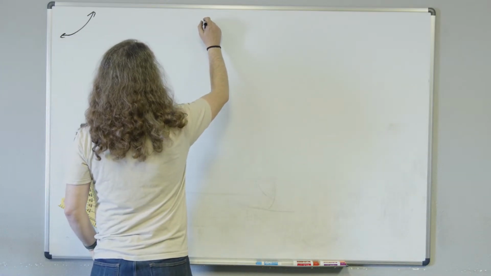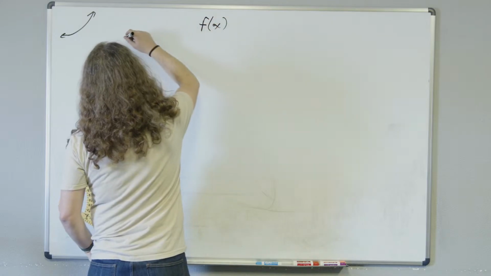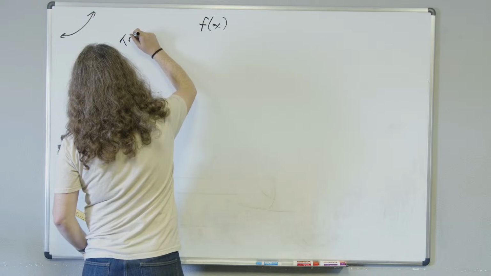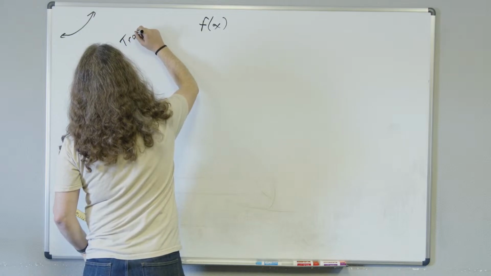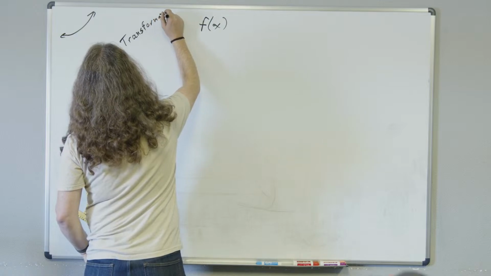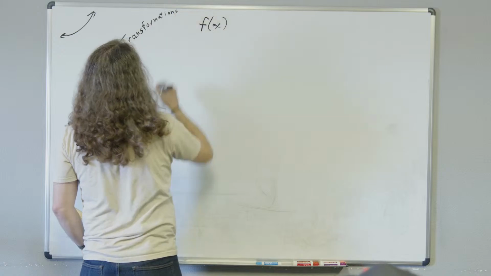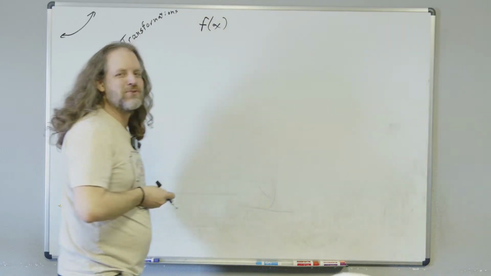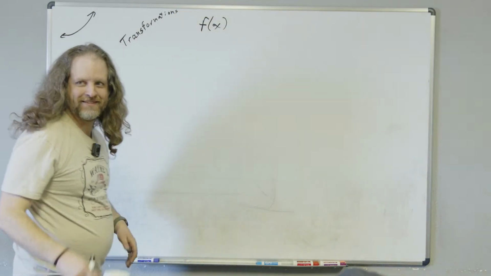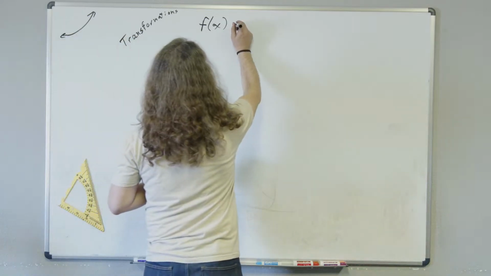So, we already talked about what the parent function is. This we're going to call transformations of the parent function. Transformations. What does the word transformation mean? Turning. You can't define the word with a word. What does the word transform mean? Turn into something else. Yeah, changing it, right? So these are ways that we can change it.